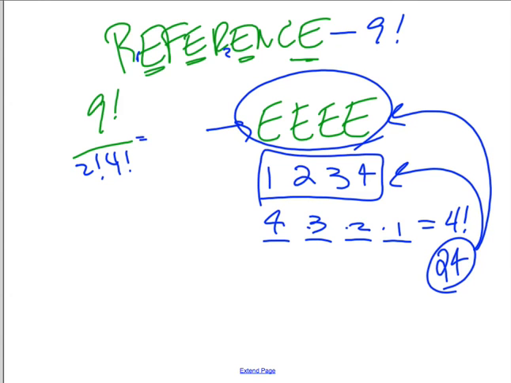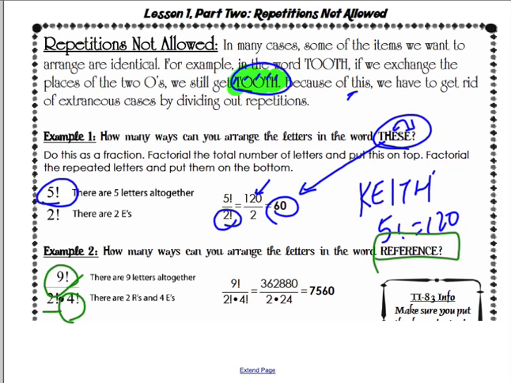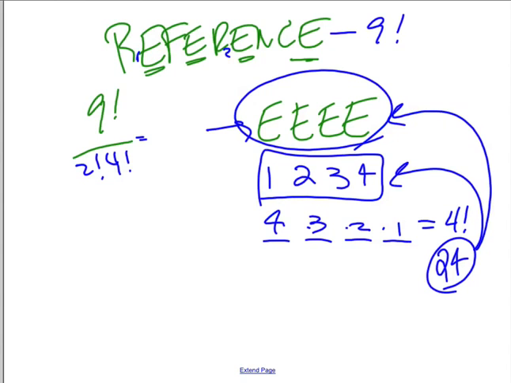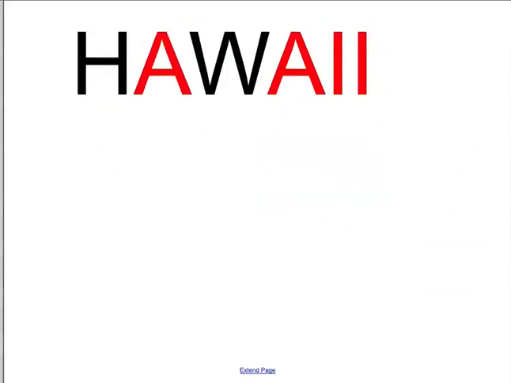Okay? So when I look at that, here's how I get my number. I get 9 factorial. So I just calculate out what those calculations are, and then the answer is 7,560. Okay? Now, if you take a look, not there yet. All right? So then, say take a look at the word Hawaii, and here's an example.